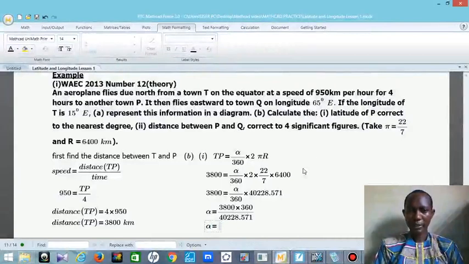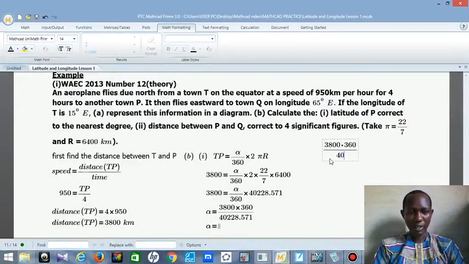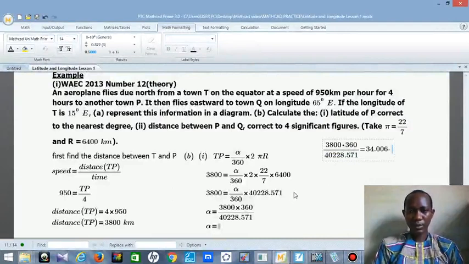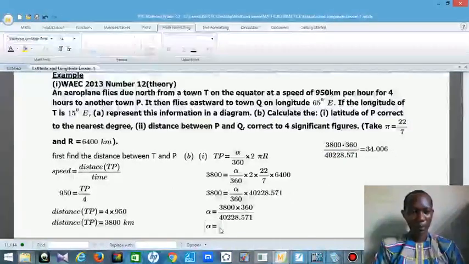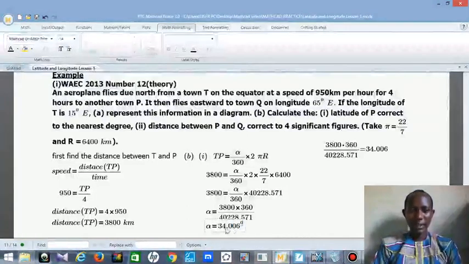Let's simplify this. You have 3,800 times 360. You can use your calculator and check all this. That's what I'm doing. Use your calculator and check the result. You will see that the answers will be the same, 34.006. It's in degrees because it's an angle. So that is the answer for alpha.